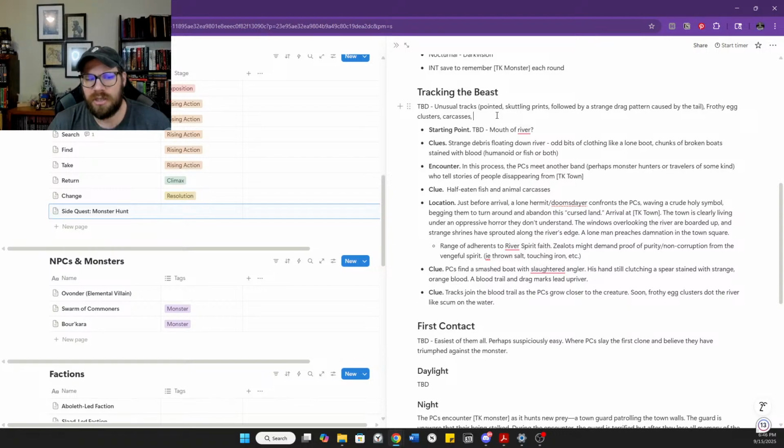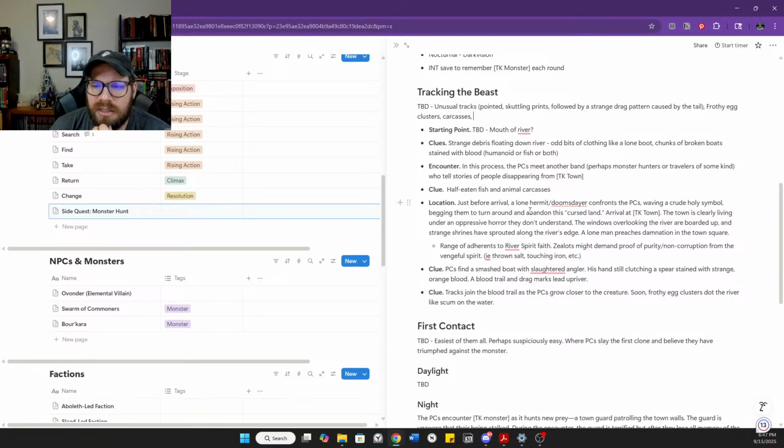So the question I ask on this is, should we move the location here, make this the starting location, and then make the hunt start at the mouth of this river? Like they've got to come here first, and then move up the river, but then that doesn't necessarily make sense because they wouldn't.